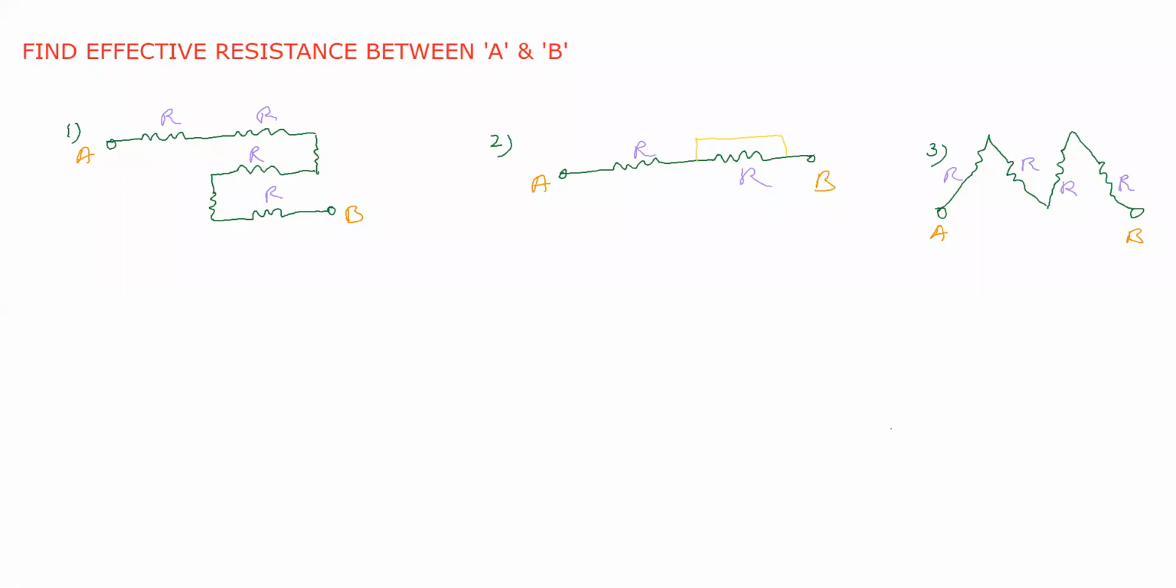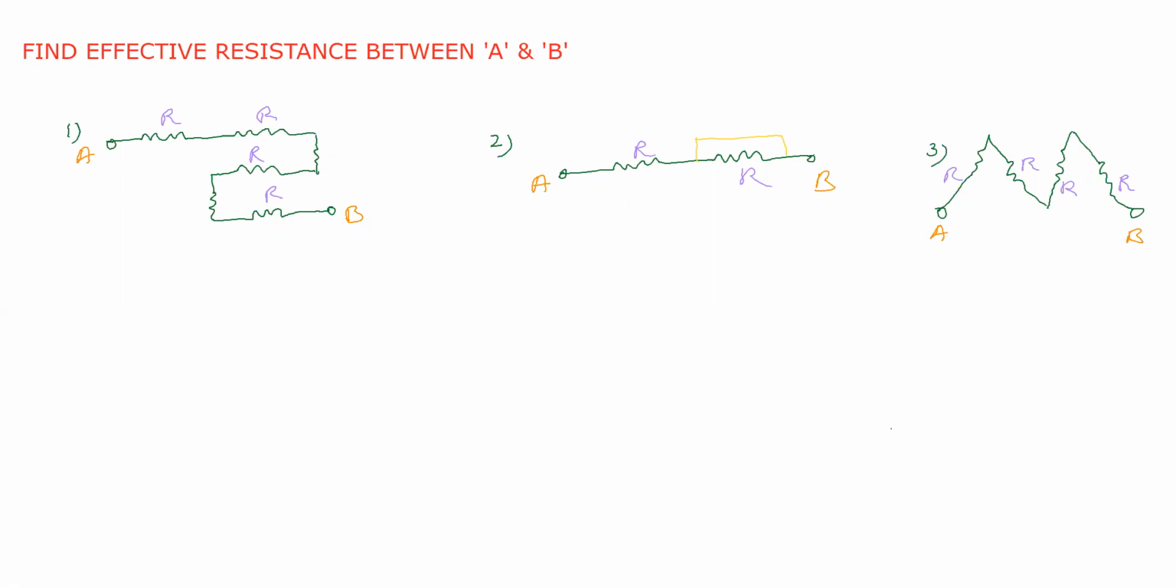Now let us solve to find effective resistance between A and B. Effective resistance between A and B can be solved by taking resistors in series combination, parallel combination, or mixed combination. Depending on the combination method, we can find effective resistance.